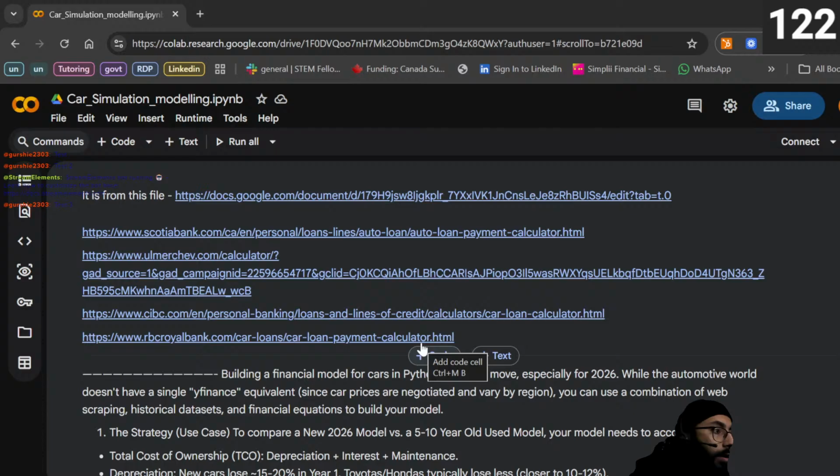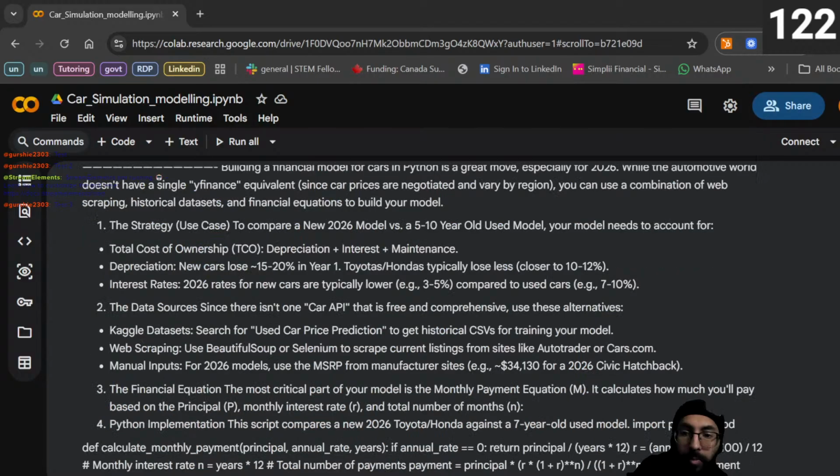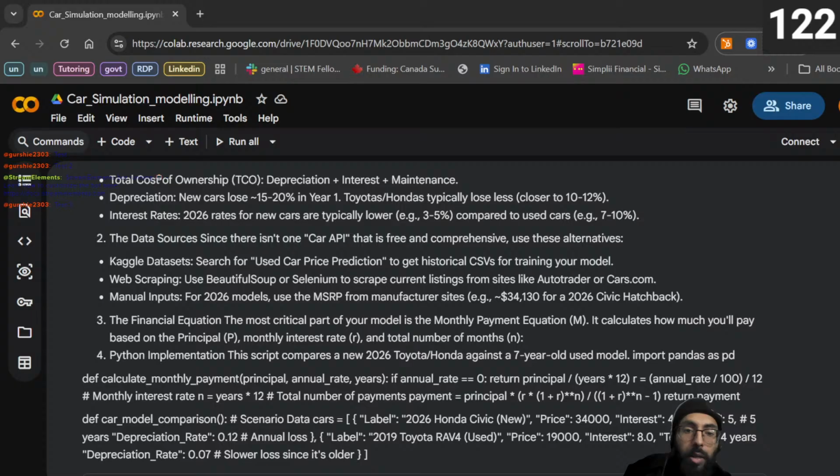Okay, so yeah, I was trying to build a financial model with cars, and I asked Gemini to do it. So total cost of ownership: depreciation, interest, maintenance. New cars lose 15-20% in year one. Toyotas and Hondas might lose less. There are interest rates for 2026 as well.